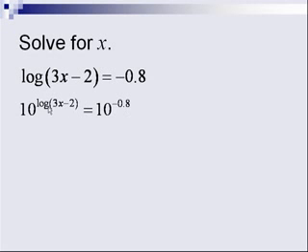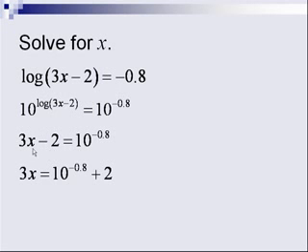After that, 10 to the log base 10 is just the stuff inside. So now we're going to get 3x minus 2 is 10 to the negative 0.8. Alright, and now I just solve for x. So try to get the x by itself. That means I have to add 2 to both sides. So now we get 3x is 10 to the negative 0.8 plus 2.